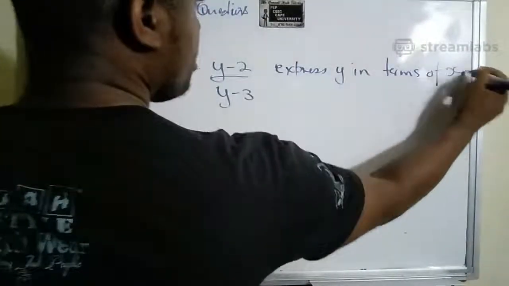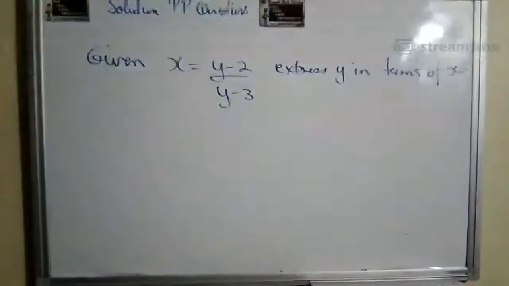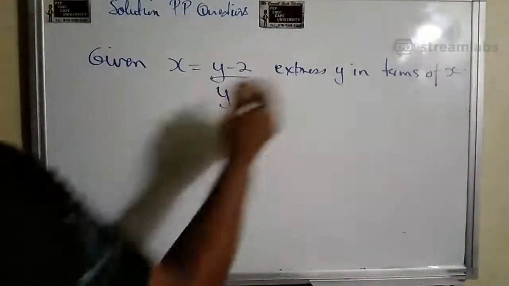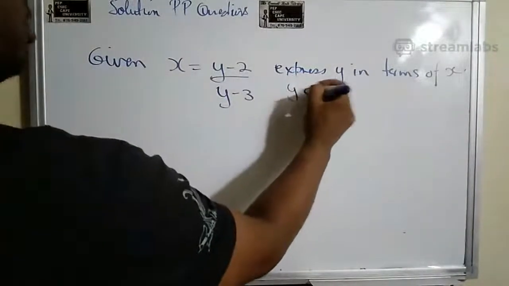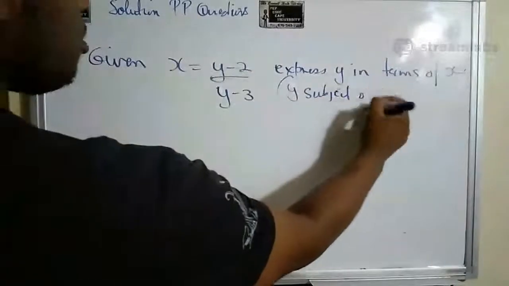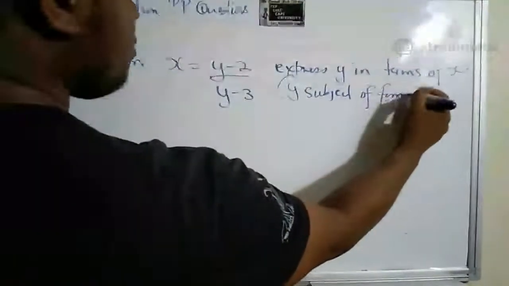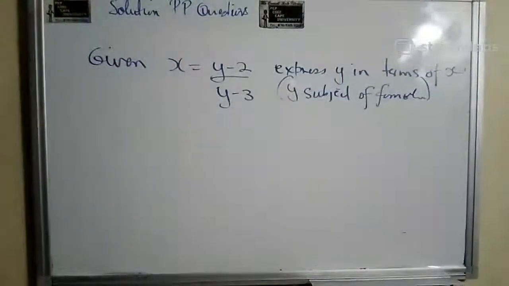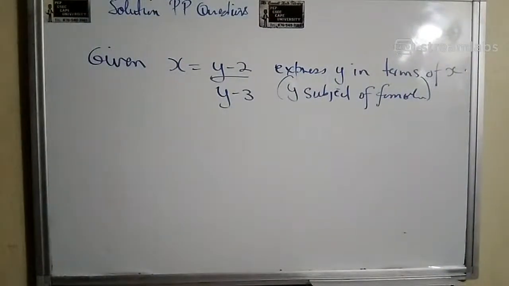What this basically is saying, guys, is that we must make y the subject of the formula. So that's the same thing. So go ahead and do that. Y the subject of the formula. Alright. Giving you 1 minute to solve that. Come on, let's go.